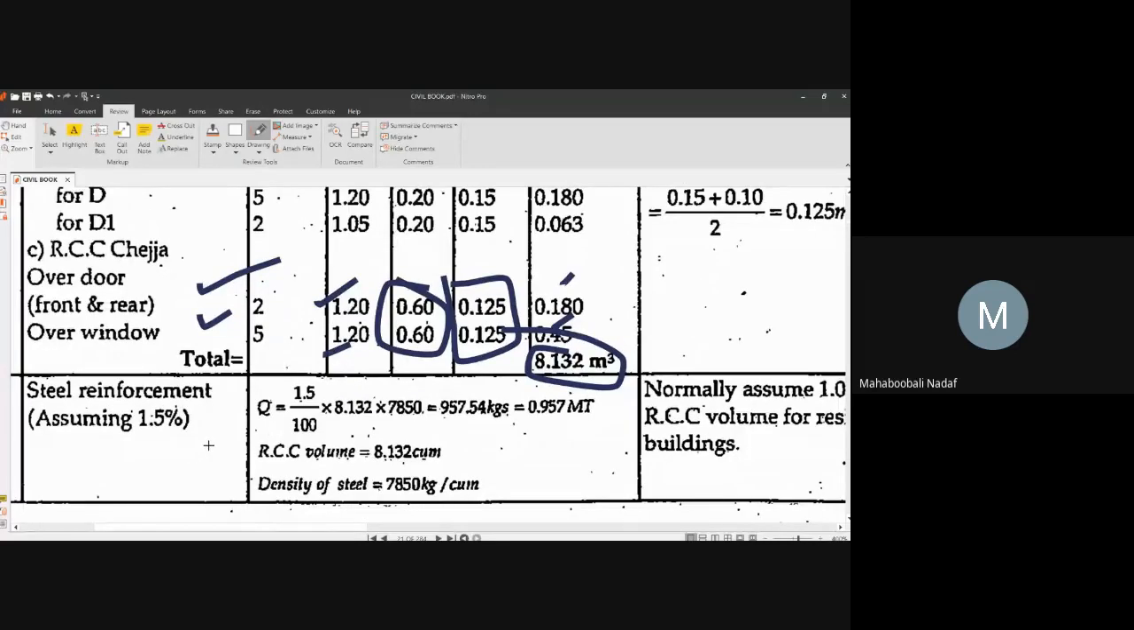Good. Steel calculation. See here, for the roof they have not calculated. Only they have calculated for lintel. That is 1.5% of the RCC. 1.5% of the lintel quantity into steel's unit weight. So much kg of steel is there. Simply they have written like that. 1.5% of the lintel RCC quantity into density of steel, you will get so many kg of steel, 957 kg and 0.957 metric ton.